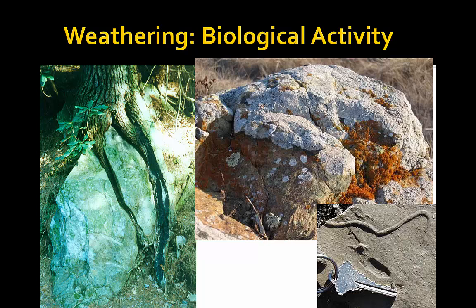Biological activity kind of straddles the line between mechanical weathering and chemical weathering. So your book listed it under mechanical weathering. And certainly we know that tree roots can break open rocks. Animals can move through the dirt and create trails. Lichens and other plants can physically break apart rocks.